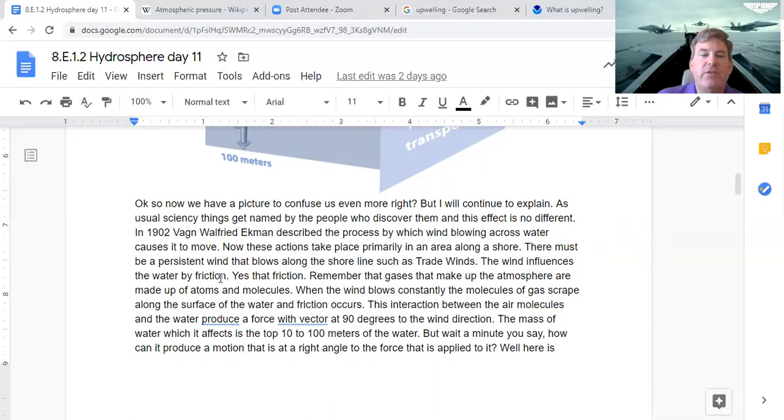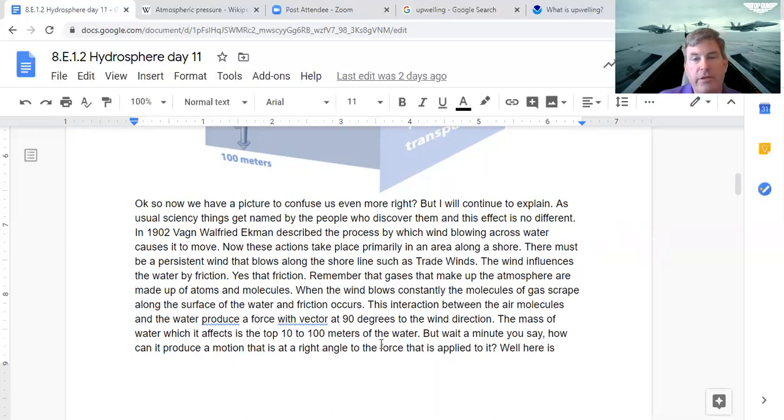So the winds influence the water by friction. Remember that gases that make up the atmosphere are made up of atoms and molecules. When the wind blows constantly, the molecules of gas scrape along the surface of water and friction occurs. This interaction between the air masses and the water produces a force with a vector at 90 degrees to the wind direction.